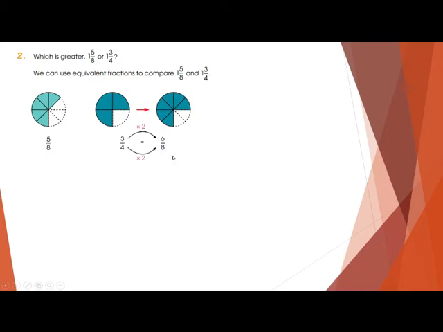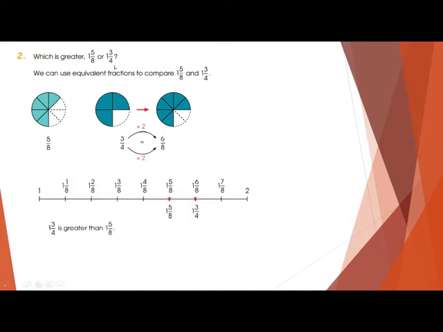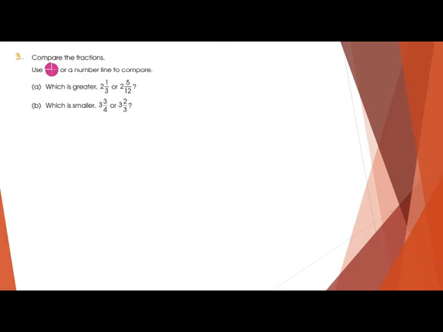And now you can find out which is greater. Now you can say that 6 upon 8 is greater. So in the form of this picture, which is the greater? Or you can even find out by using the number line. Which is the greater? You can say that 1 whole and 3 upon 4 is greater than 1 whole and 5 upon 8. Okay. Now we have the next question, question number 3.